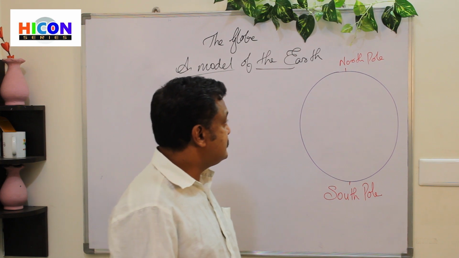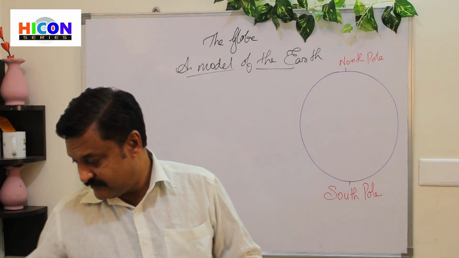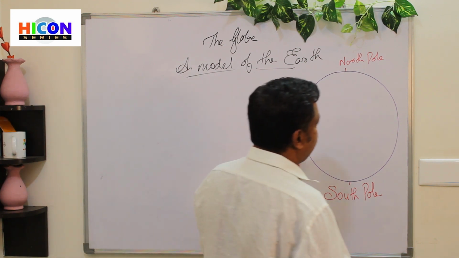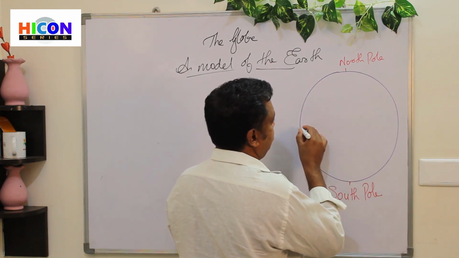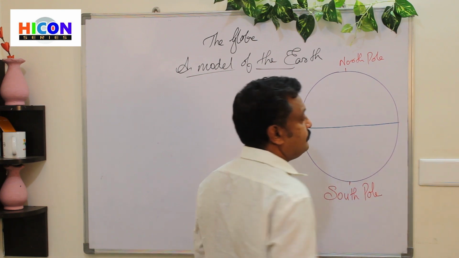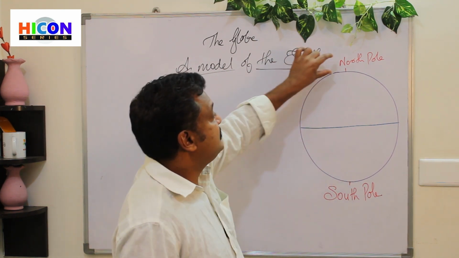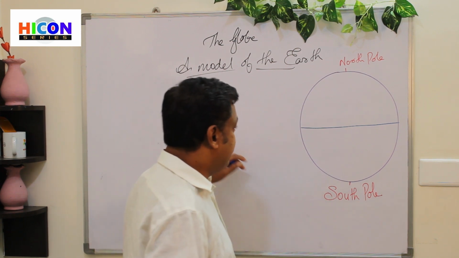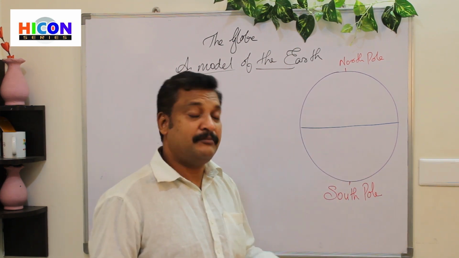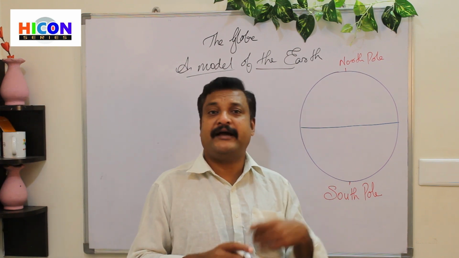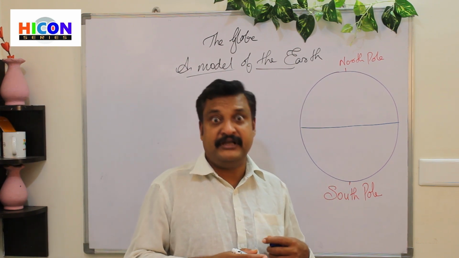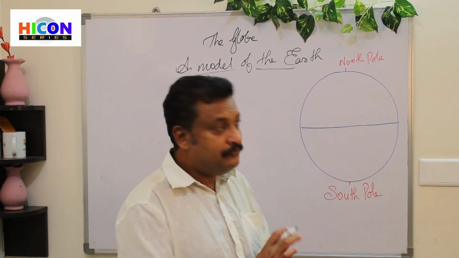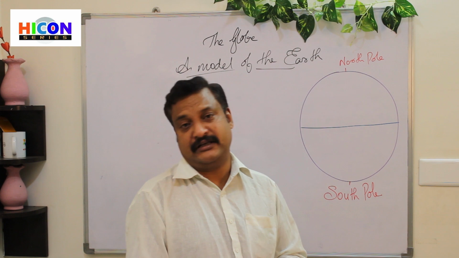Right, there is a line that passes through the center of the Earth. Okay. See, this North Pole is an imaginary point, South Pole is also an imaginary point, and these are imaginary lines. Imaginary lines means they are not actually there, but when we make a globe or draw a map, we use these kinds of techniques.